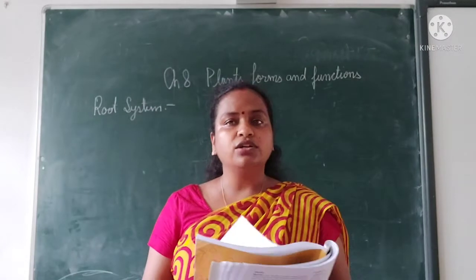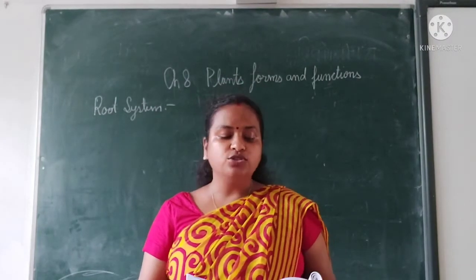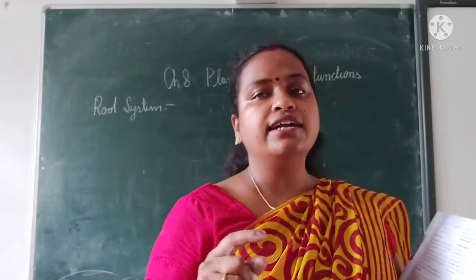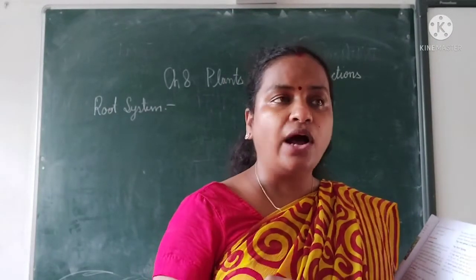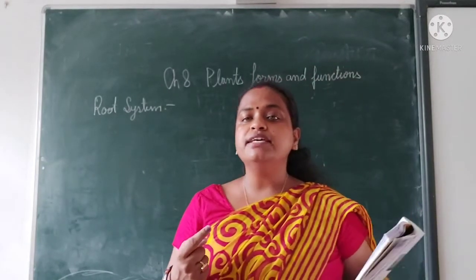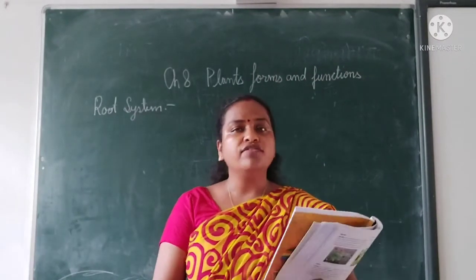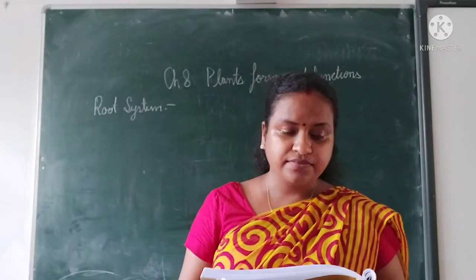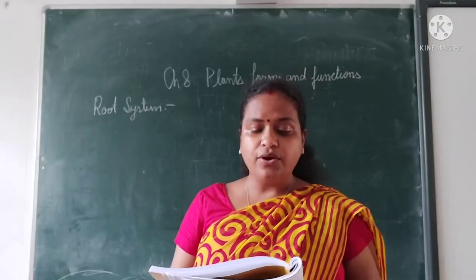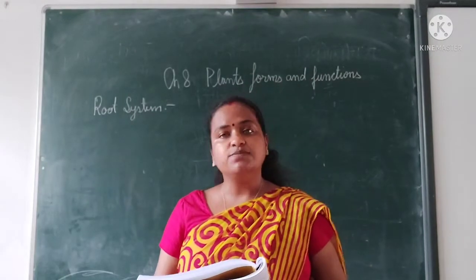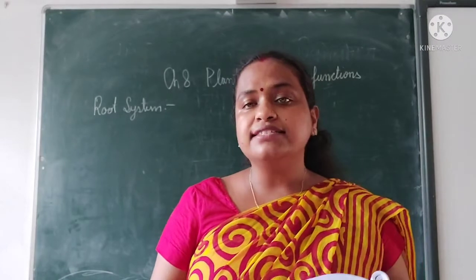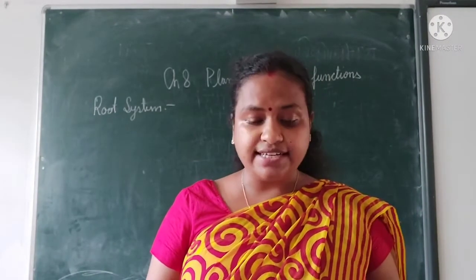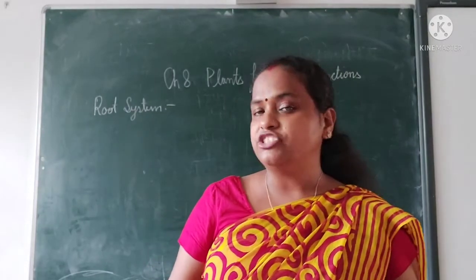The root system includes those parts of the plant that usually grow under the ground. Yesterday I told you that the root system grows under the ground, and the shoot system is above the ground. So the parts of the plant which grow under the ground are said to be the root system. The root system includes roots and their branches, which are under the ground. Roots have different structures and are modified to perform various functions.